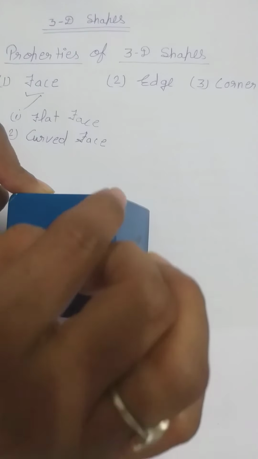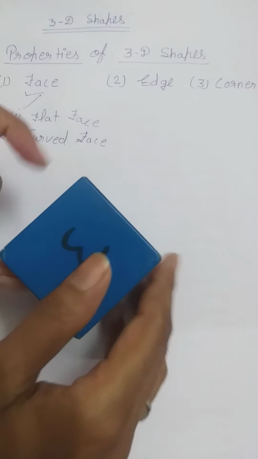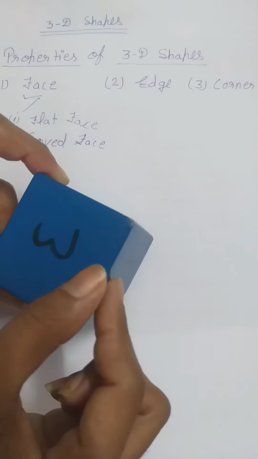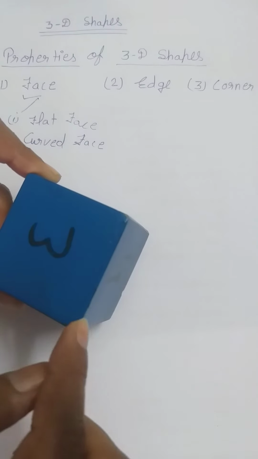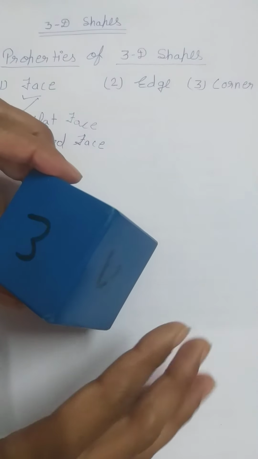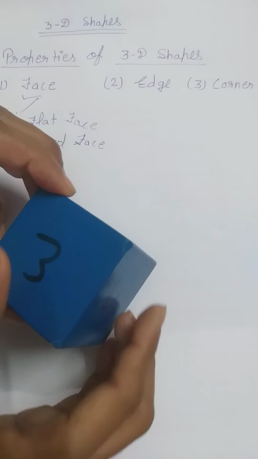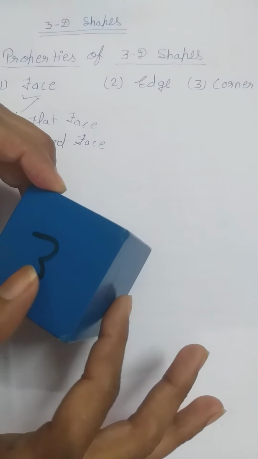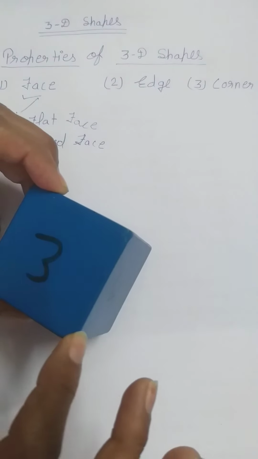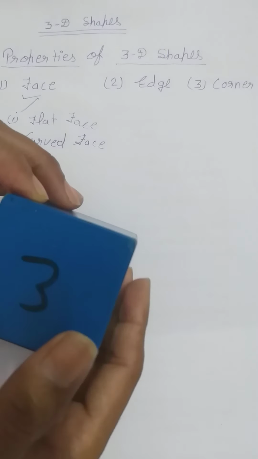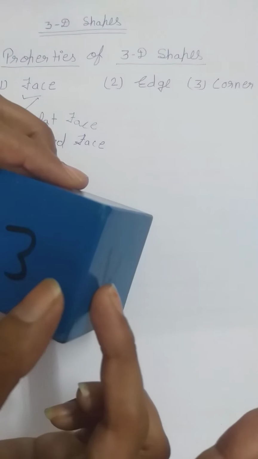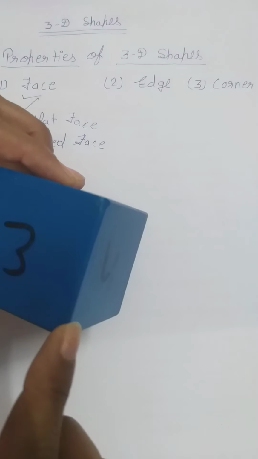This one is our edge. Again, this one is a face and this one is also a face. Both are meeting at a point. So this line is an edge. We call this one an edge. Again, this one is a face and this one is also a face. Both are meeting at a point. So this one is our edge. Okay, so the definition of edge is where 2 faces meet, that is called edge.